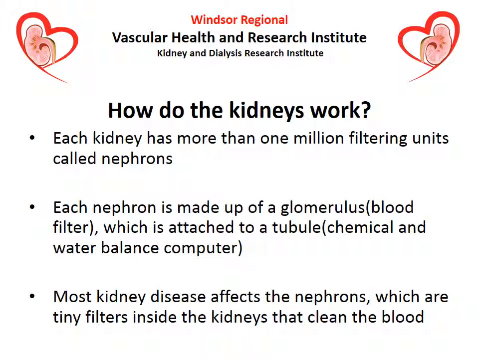The kidneys are truly a fascinating organ. They contain millions of filtering units called nephrons. Each nephron is made up of a glomerulus or blood filter, which is attached to a tubule, which is responsible for chemical and water balance that eventually produces urine. Most kidney disease affects the nephrons, which are the tiny filtering units inside the kidneys that clean your blood and produce urine.